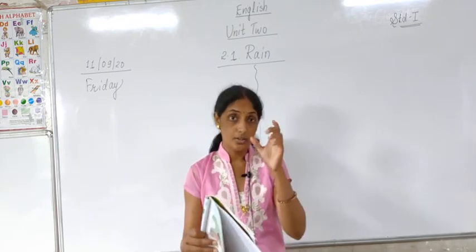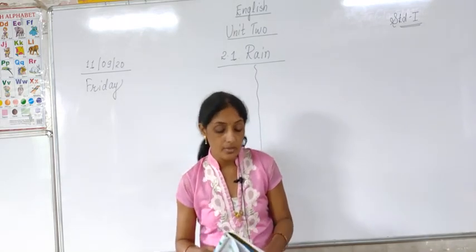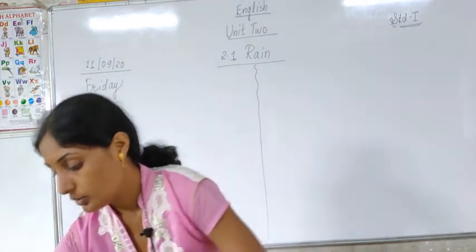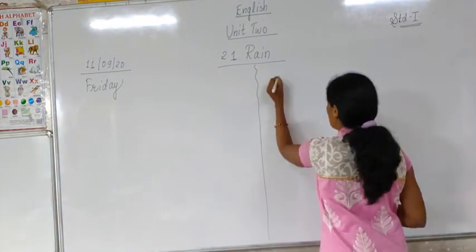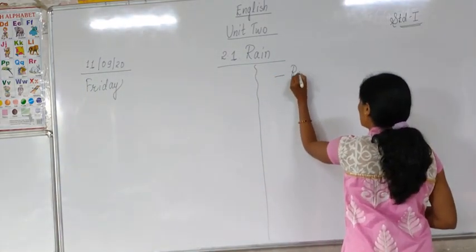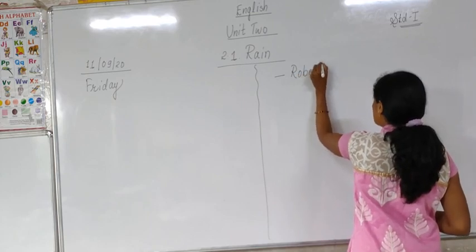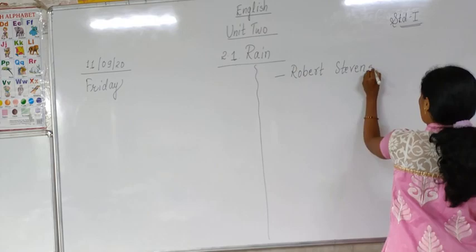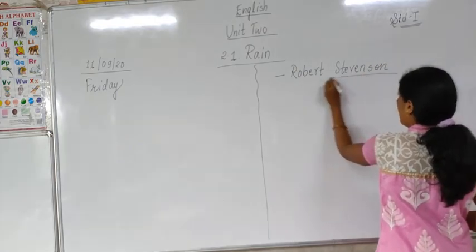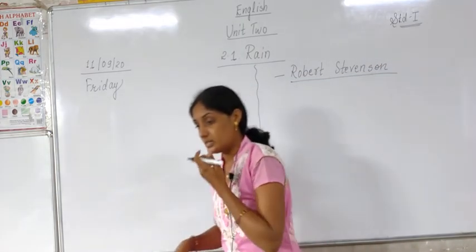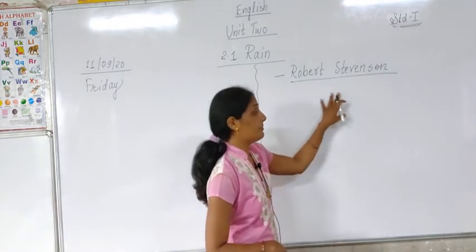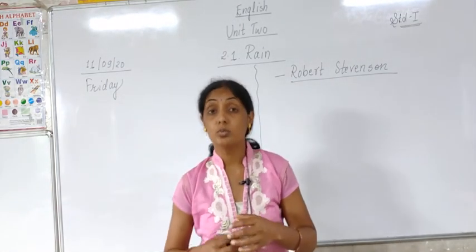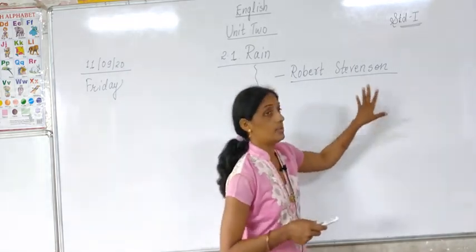Understood? This is the tune of the poem and this poem is written by Robert Stevenson. What is his name? The name of the poet is Robert Stevenson. Okay? By whom is this poem written? The poem is written by Robert Stevenson.